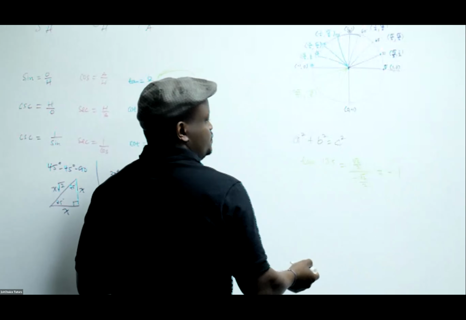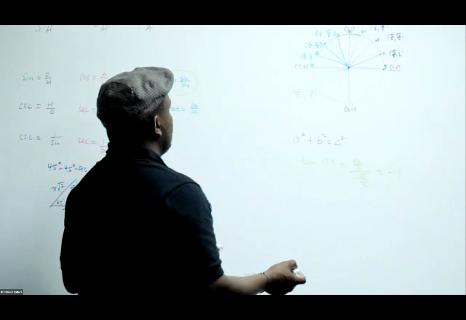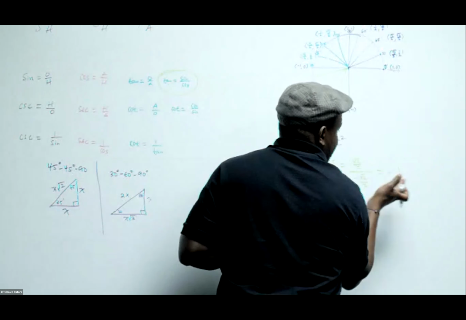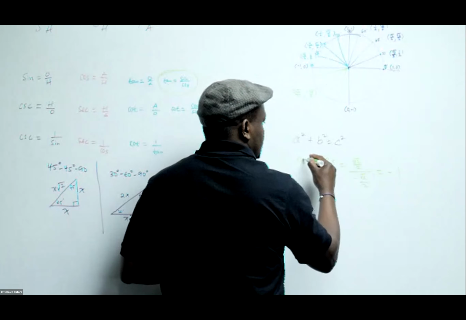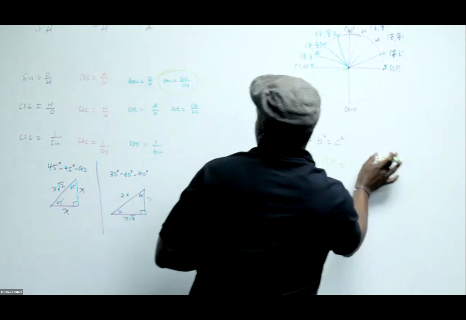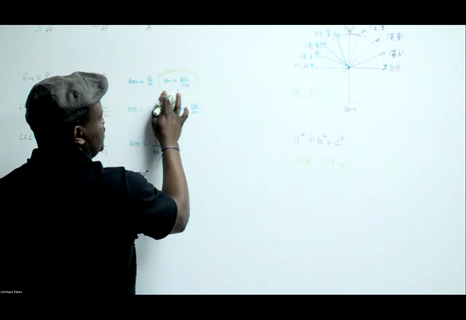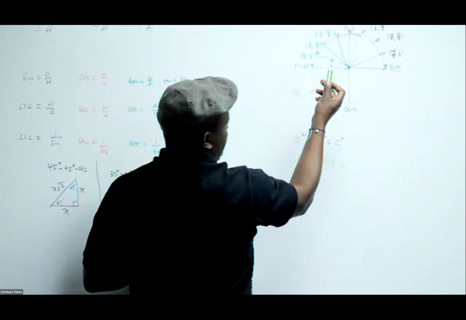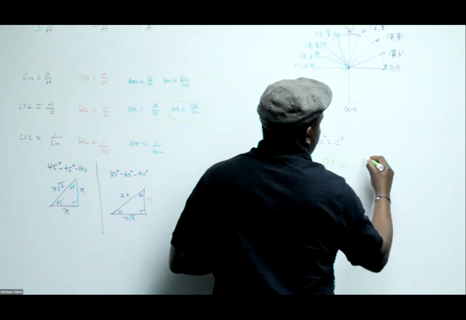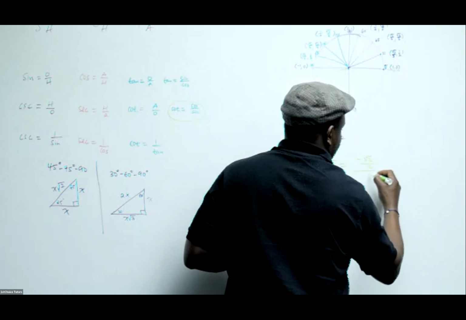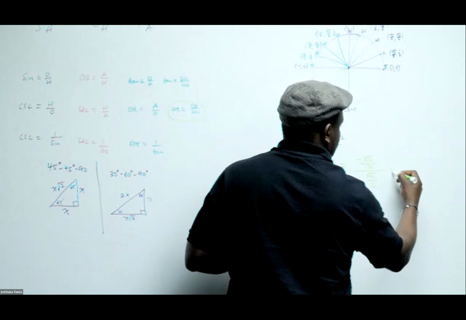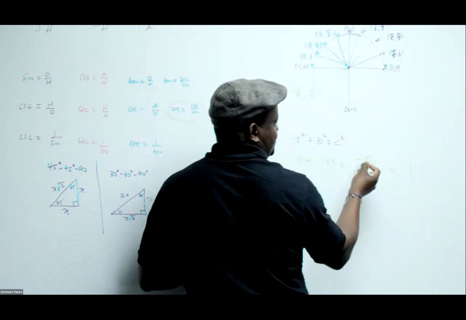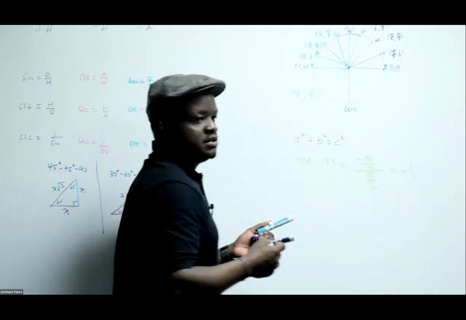Wait, so tangent is the same as cotangent? Oh, it says cotangent. My bad. I forgot that cotangent is flipped. Cotangent is cosine over sine, so the x value divided by the y value. So we have negative root 2 over 2 divided by root 2 over 2, which again, anything divided by itself is 1, and a positive divided by a negative is a negative. So negative 1.